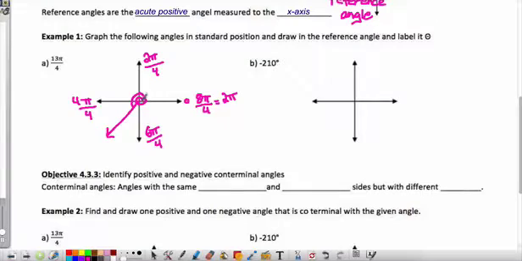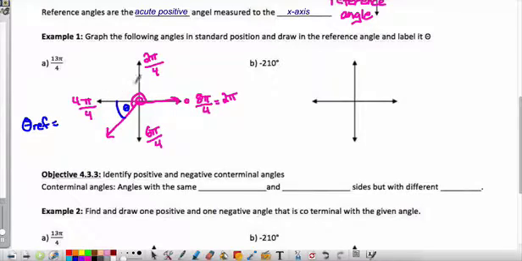Okay, so we've graphed the angle. Here's the initial side. Here is the terminal side. And now let's find the reference angle. So the reference angle, well, we're just going to look where the closest x-axis is from the terminal side, right? So not this way and not to the y-axis, but right here would be the reference angle. So our reference angle, what would that measurement be then?